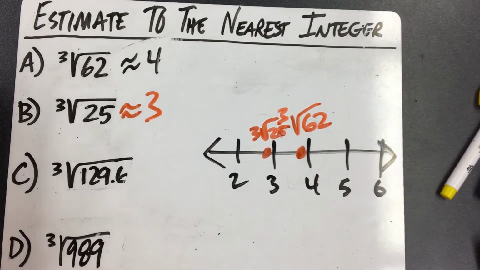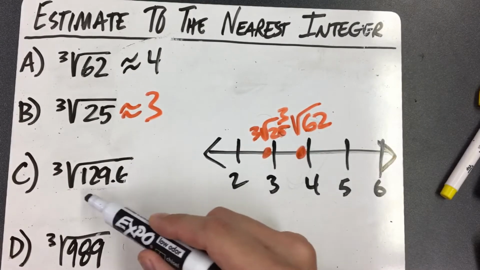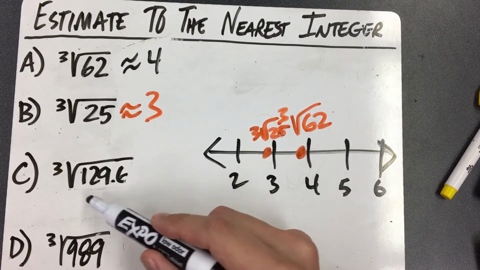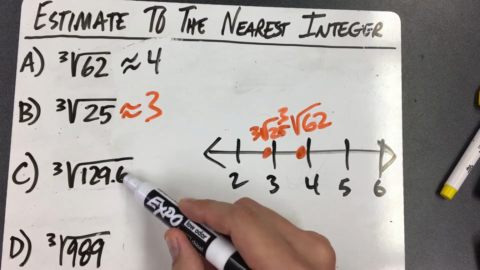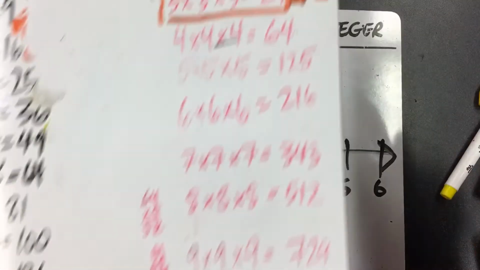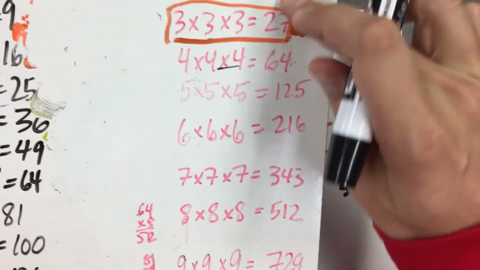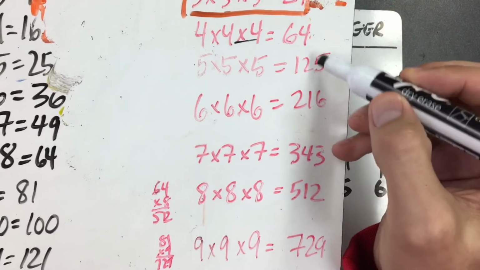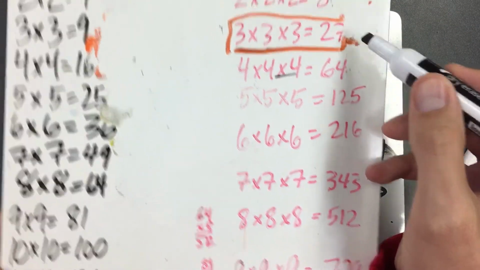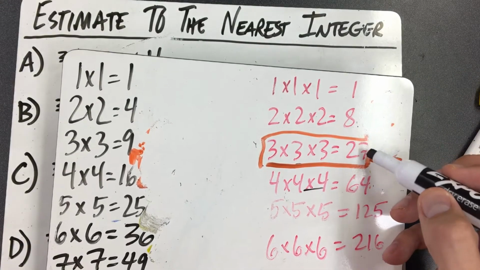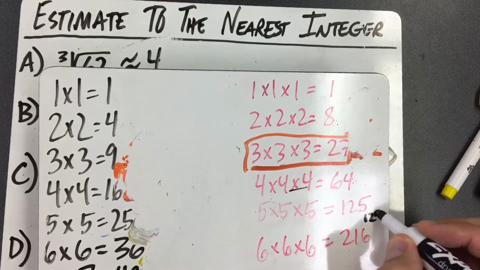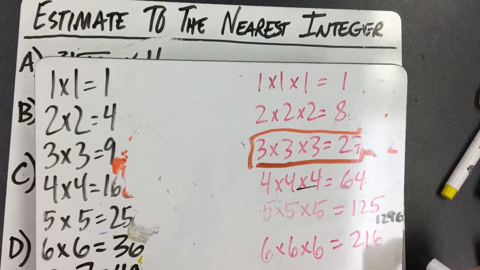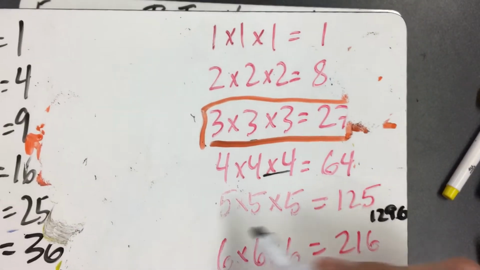Okay, if the book tries to be mean, they might give you a decimal. Look at this one. Don't let the decimal bother you. It's kind of rude, but it's not going to hurt your brain. 129.6. So look at my chart. 129.6. It's bigger than 1, bigger than 27. It's just a little bit bigger than this, isn't it? 129.6. It's just a little bit bigger than 5 times 5.